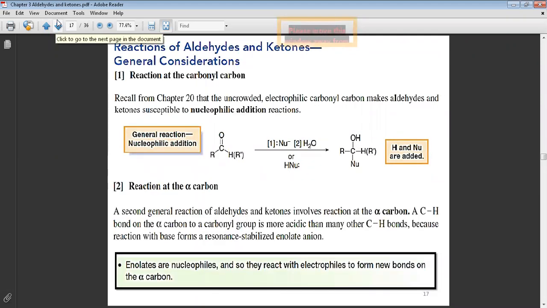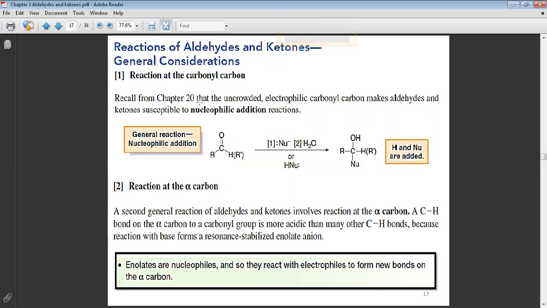And reactions of aldehyde and ketone, here general considerations. Of course, aldehyde and ketone have a functional group, the carbonyl group. Here this is the carbonyl group. This is our functional group.